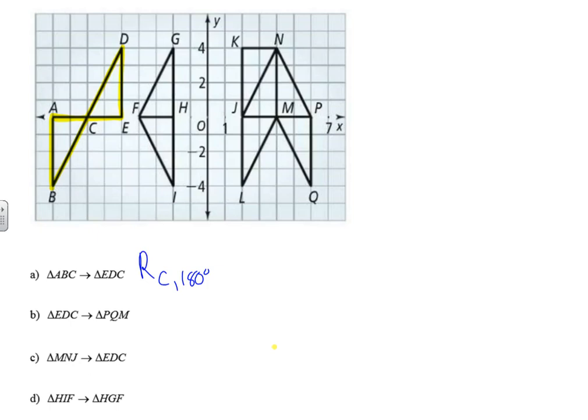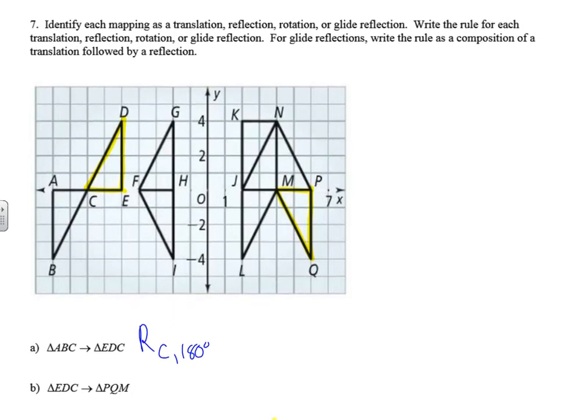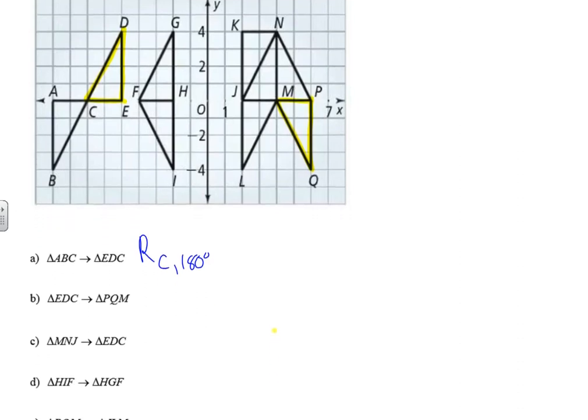So let's look at those now. I'm just going to kind of erase my highlighting because the little highlighter helps me see what we have going on. So EDC, and we want to get that to be PQM. Well, what I'm thinking is that would be a translation and a reflection. That looks like a glide reflection. So let me go back and see which order.